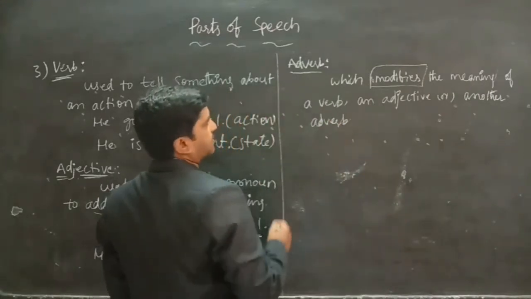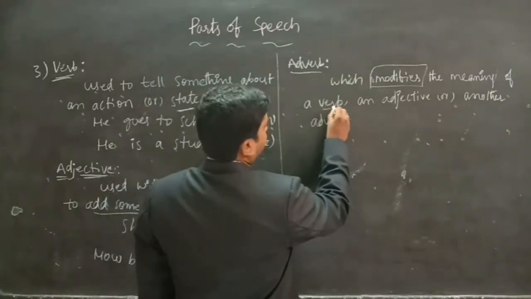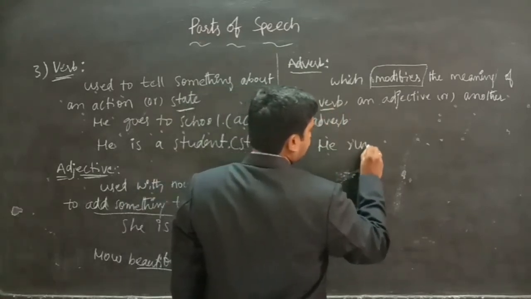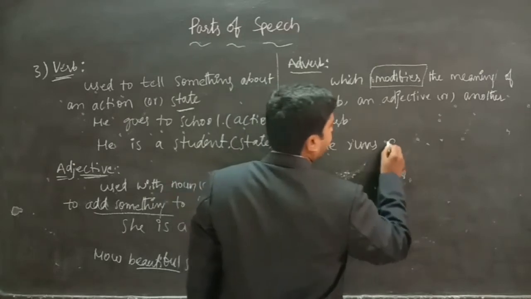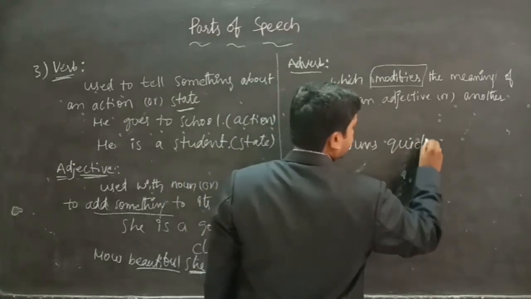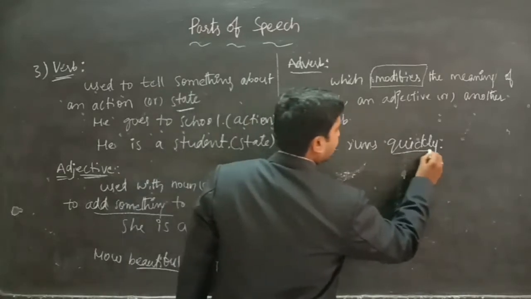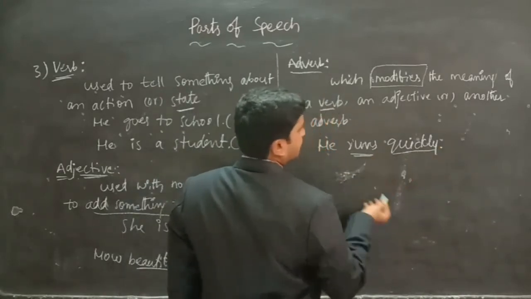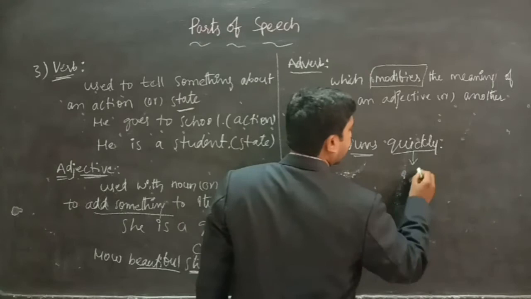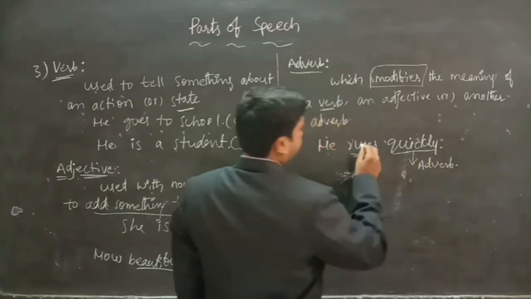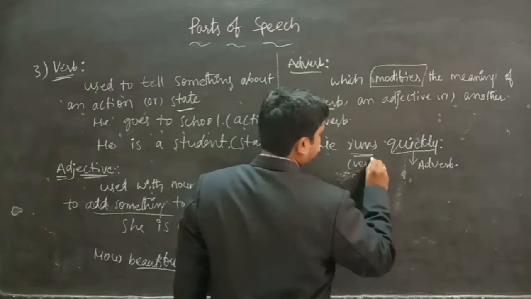Here see the example where the verb is modified. Here see, he runs quickly. How he runs here? Quickly. The way he runs, we are explaining by using adverb. And here this is verb.